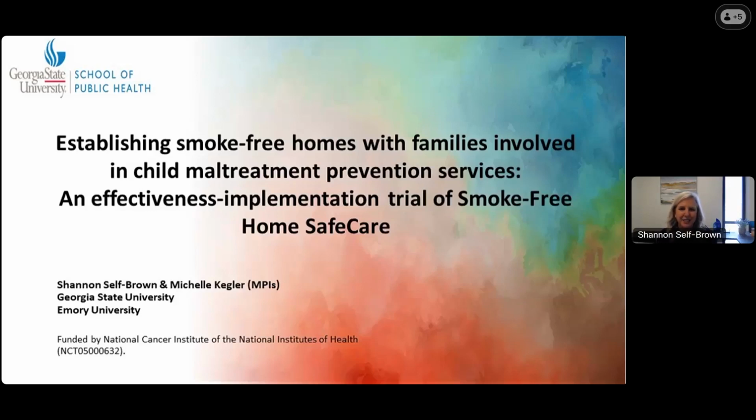So to set the stage for today, I'm first going to just go over some information as to why we thought it was important to develop this integrated intervention. I'm then going to talk through the systematic braiding approach, which we use to develop the integrated intervention, and then I'll give you some updates on our R01 project.